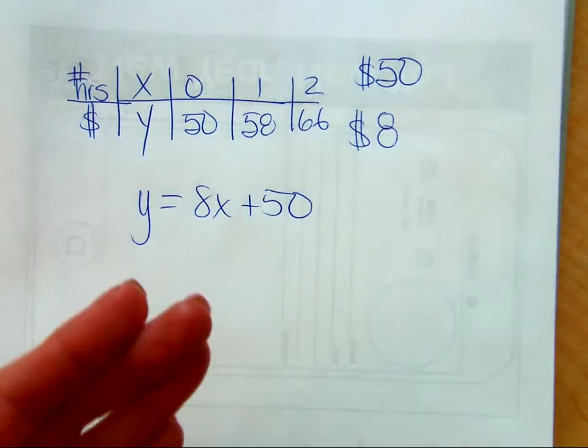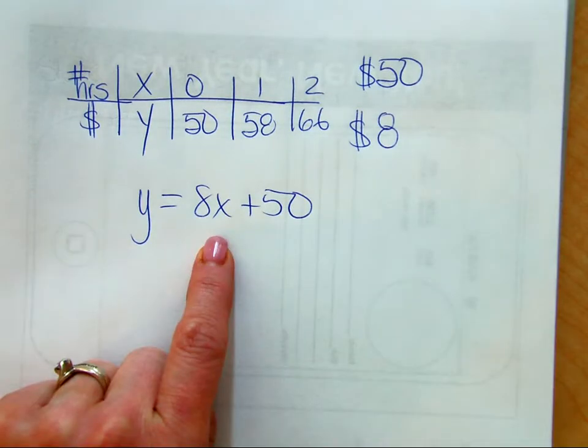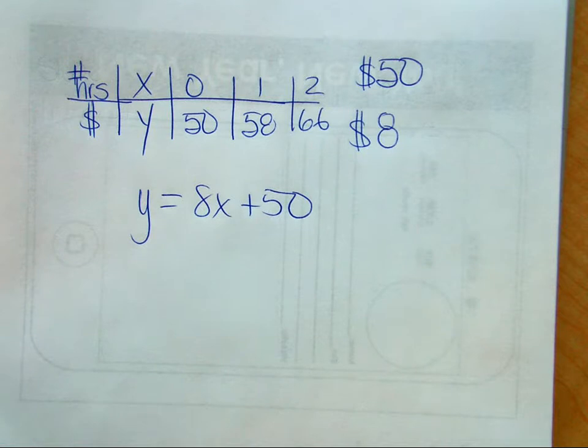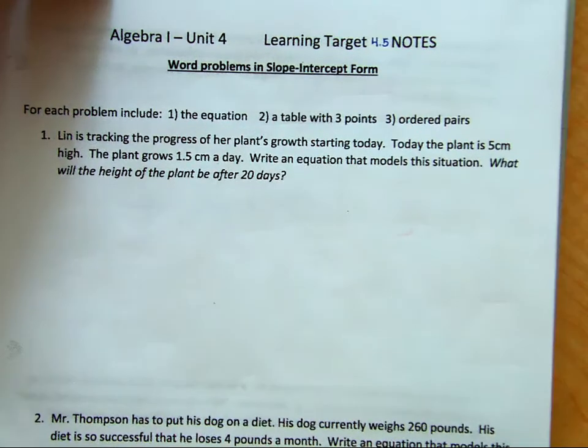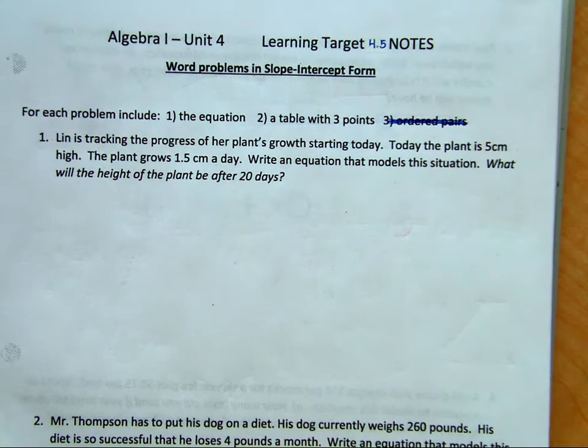So guess what? We're using the information given today to write an equation and do one other little thing. So let's have that take us to problem number 1. You can go ahead and cross out number 3. Okay?